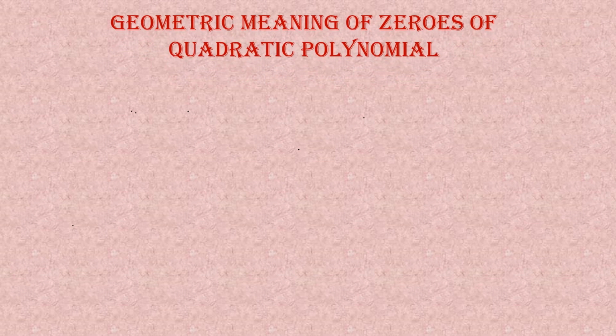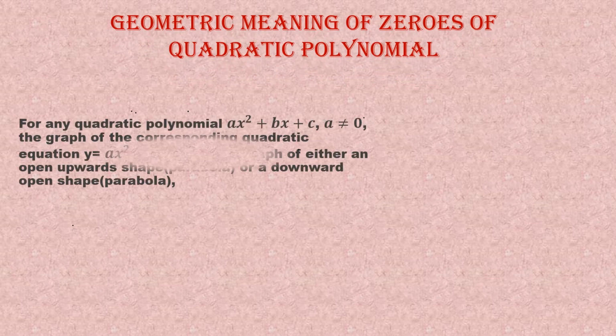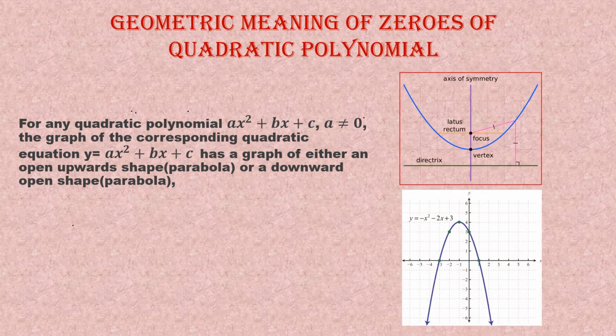Now, let us see the geometric meaning of zeros of a quadratic polynomial. Let us take a generalized form of quadratic polynomial as ax square plus bx plus c, where a is not equal to 0. Then, the graph of the corresponding quadratic equation y equals ax square plus bx plus c is either an upward-opening parabola or a downward-opening parabola. This shape depends on whether a is greater than 0 or a is less than 0.